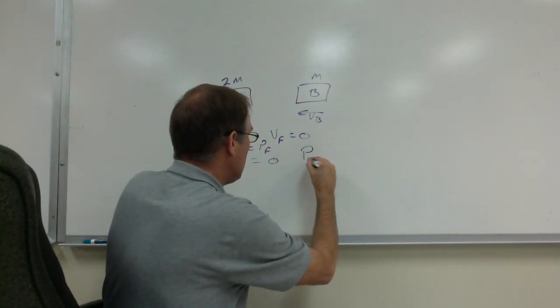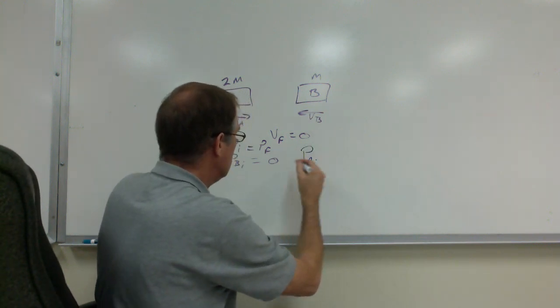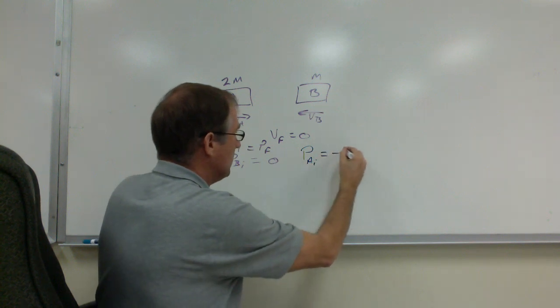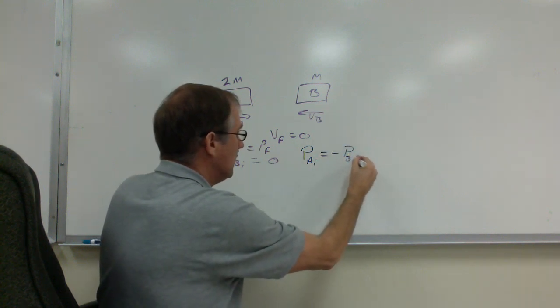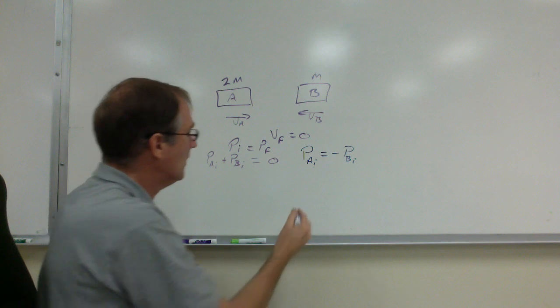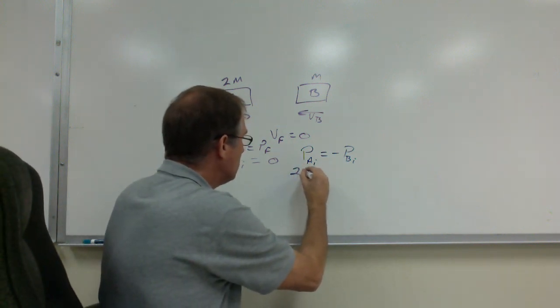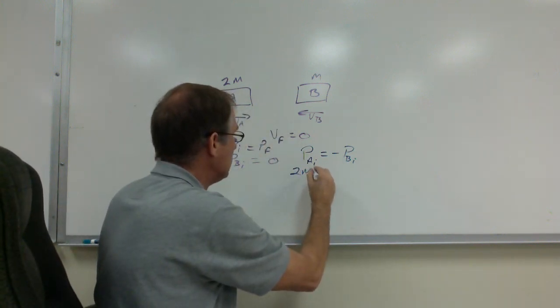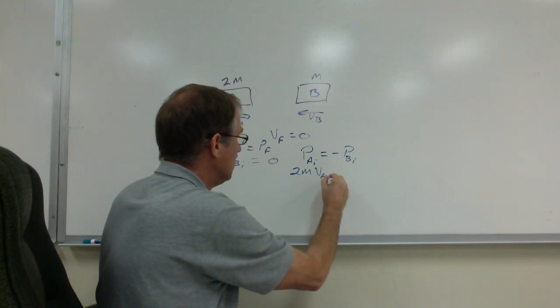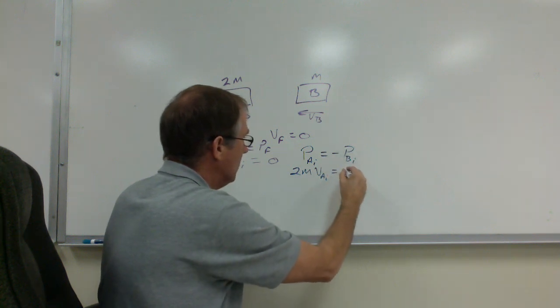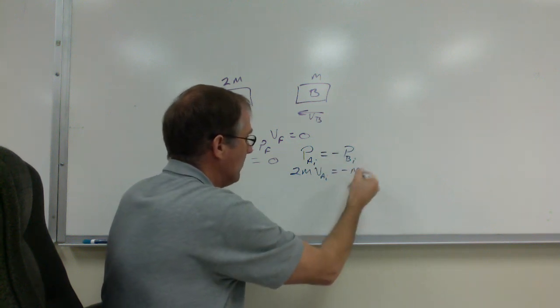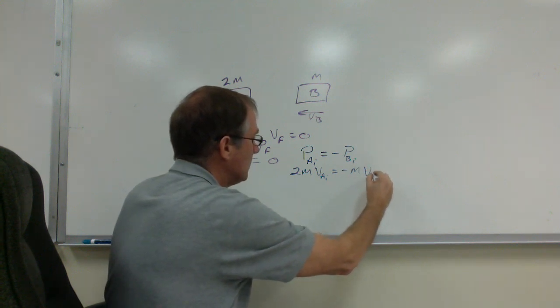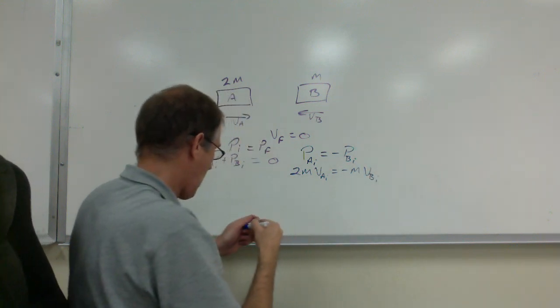So the momentum of A initially must be equal and opposite to the initial momentum of B because they have to add up to 0. And this is 2m because it has twice the mass, 2m times its initial velocity. And this one has only a mass of m times its initial velocity.